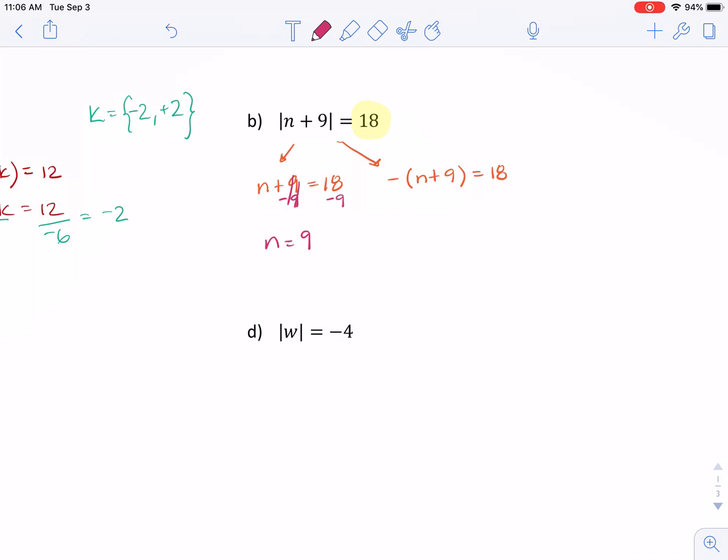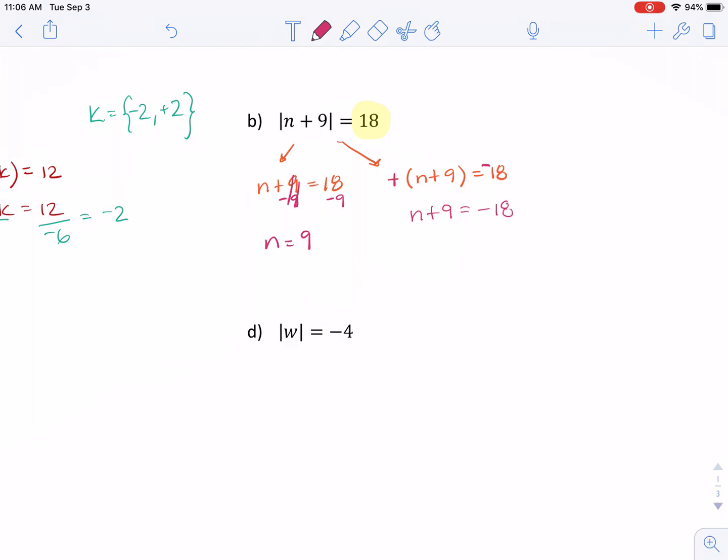Now over here, you could distribute the negative. But what I'm going to have you do when you're solving absolute value equations and inequalities is we're going to get rid of this negative right now. I'm going to multiply this side by negative 1, making that go away. And I'm going to multiply this side by negative 1. So now I'm going to solve for what happens when it's negative 18. And if there's a plus sign out here and nothing else, we can just write n plus 9 equals negative 18.